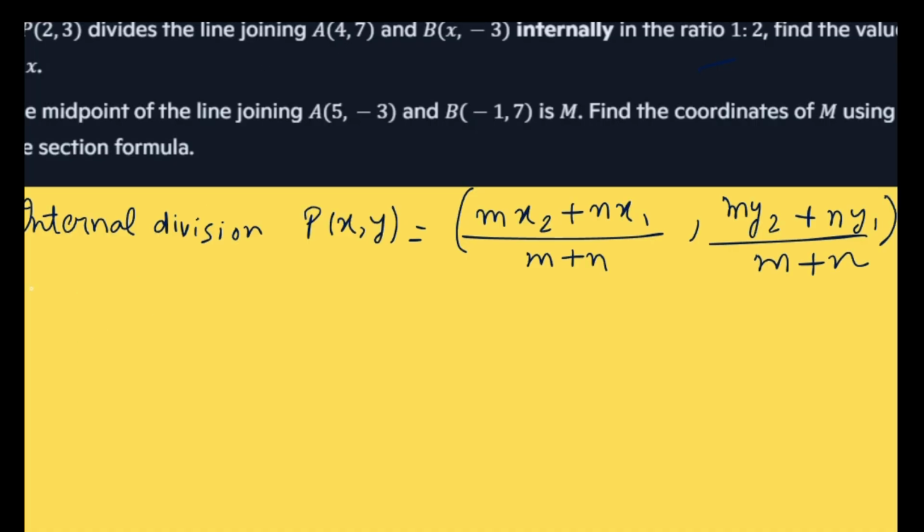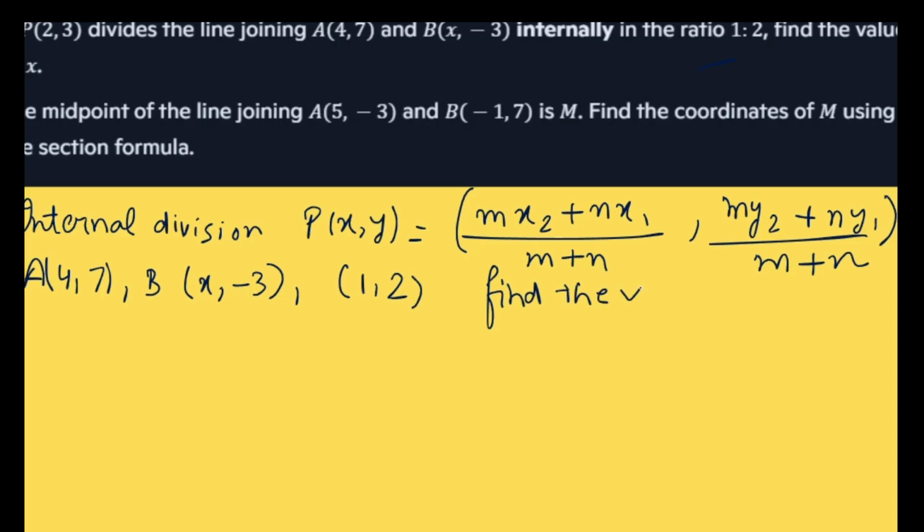So we have to find here: A is (4, 7) and B is (x, minus 3), and the ratio is 1:2, and find the value of x. This is a little bit of an advanced question. Find the value of x. So we are going to solve the question as it is. The point is already given, that is P equal to (2, 3).